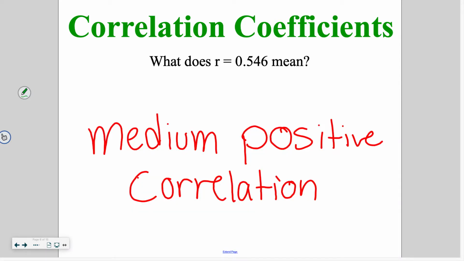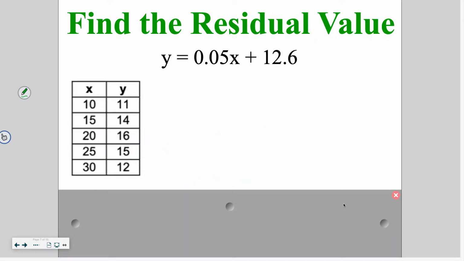An R value of 0.546 is going to be a medium positive correlation, about halfway in between, so we're going to call that medium, and it's positive.